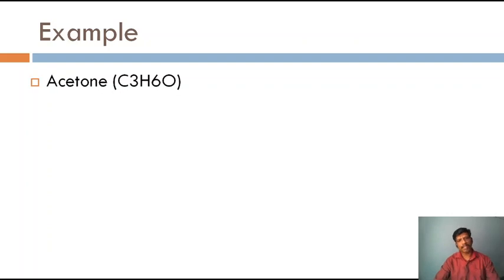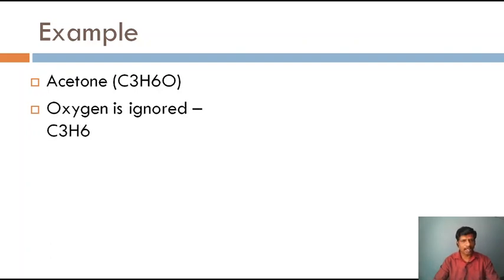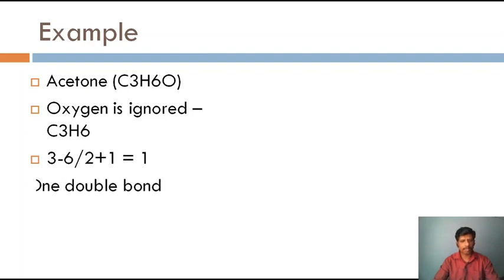And then let us take this as an example, acetone, C3H6O, in which there is oxygen. As I said earlier, if oxygen is present, just ignore the oxygen, take only carbon and hydrogen and proceed with the formula. If oxygen is ignored, you get C3H6, and apply the formula. 3 minus 3 is the number of carbon and 6 is the number of hydrogen, and 6 by 2 gives 3, 3 minus 3 is equal to 0, plus 1. You will get 1, that is present in carbonyl, C double bond O, right? One double bond is present.